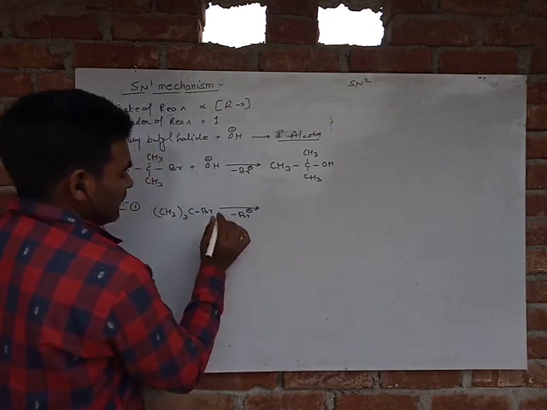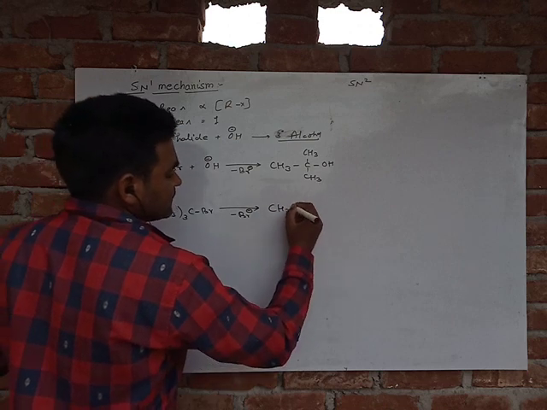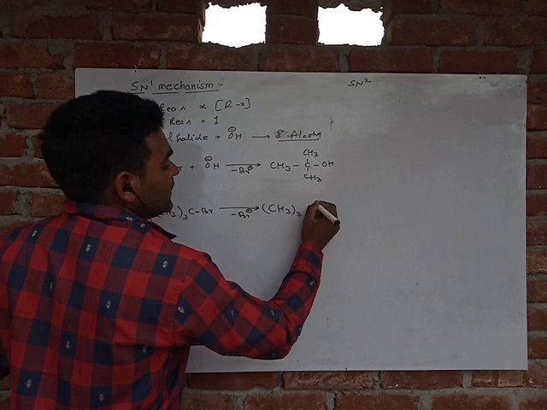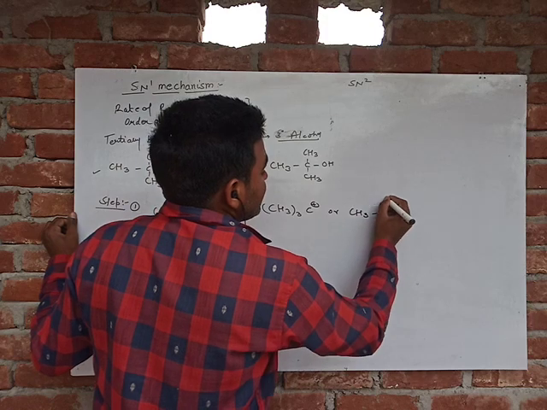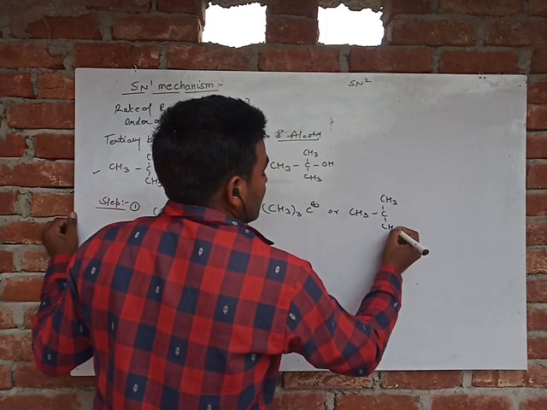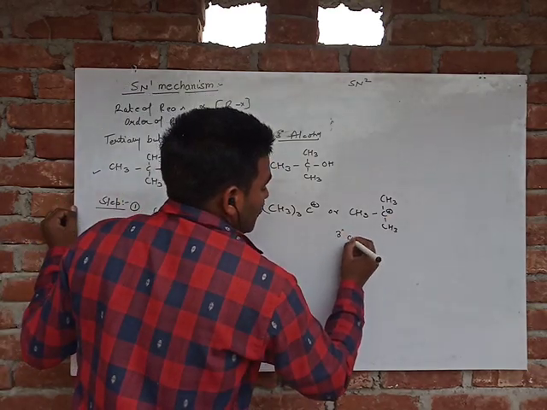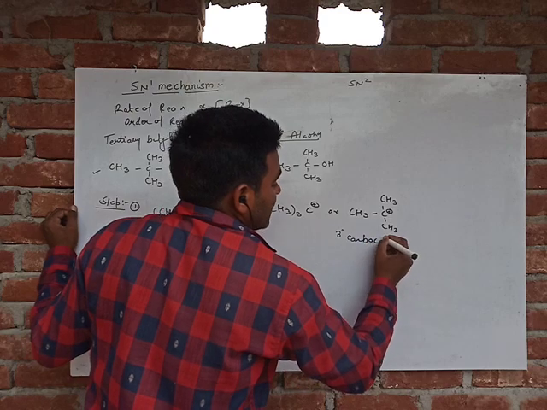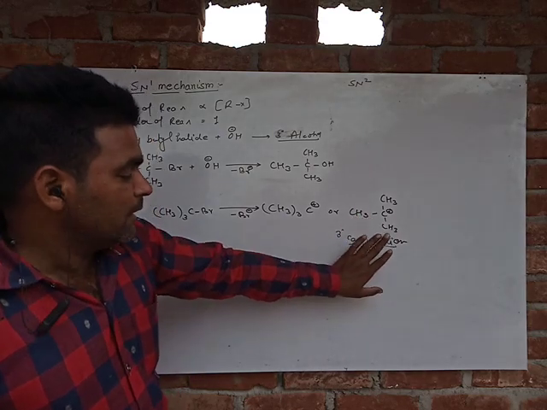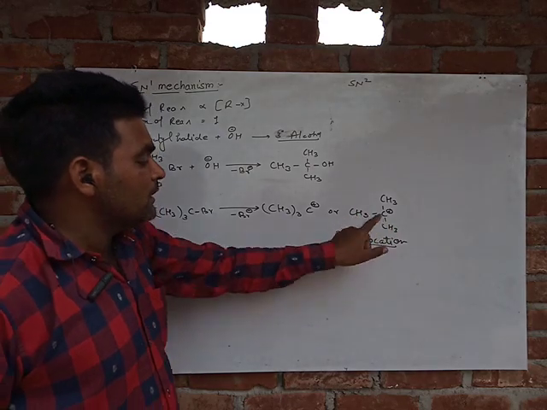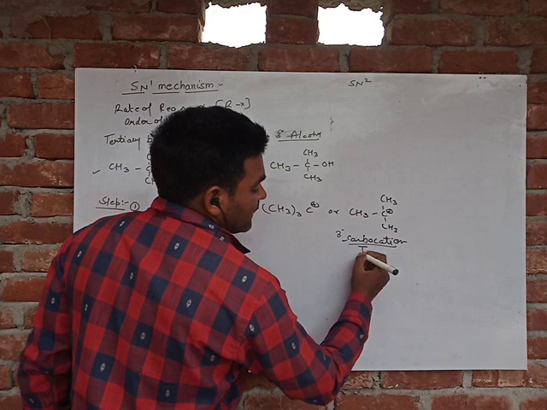and forms (CH3)3C, or it is also written as CH3 with a positive charge. This is the tertiary carbocation. Any cation in which the positive charge is on the carbon atom is called a carbocation, and this is the intermediate of this reaction.